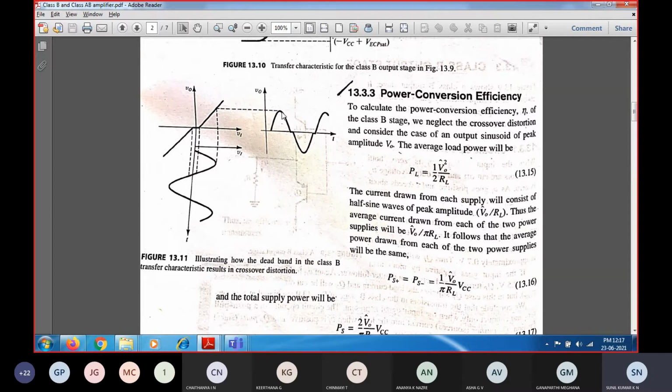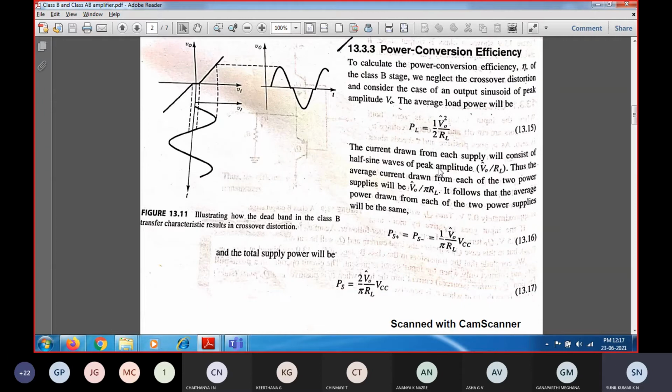So V0 cap is nothing but the peak of the output voltage. Divided by root 2, that is the RMS value when you are going to calculate. So in terms of the peak signal, V0 divided by root 2 will be the output voltage, whole squared. It will be giving V0 squared divided by 2RL. So this is the load power. And now, in order to find out the AC power supplied to the load, this is the load power.